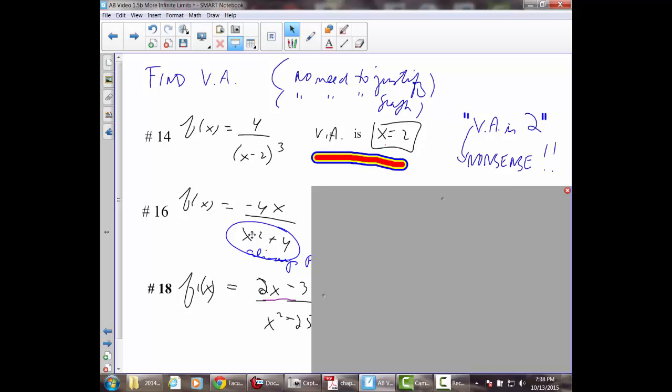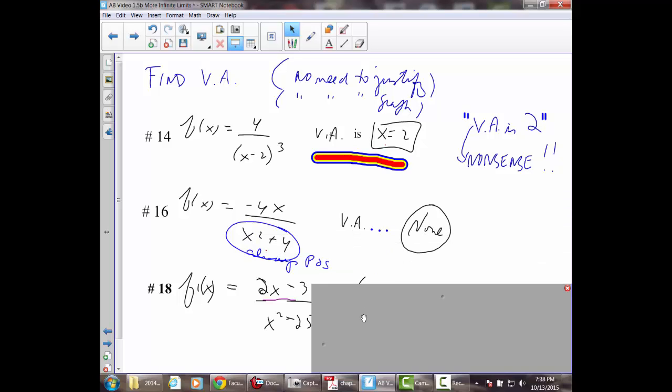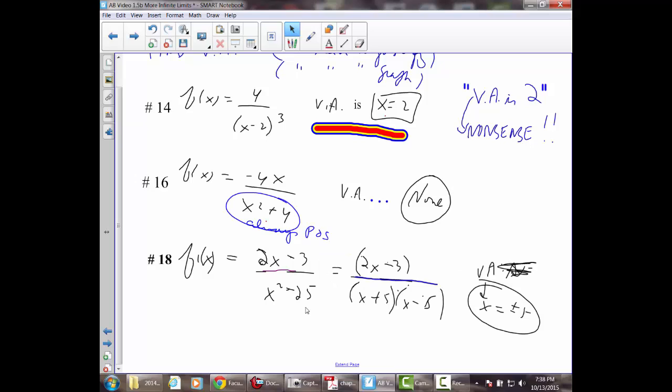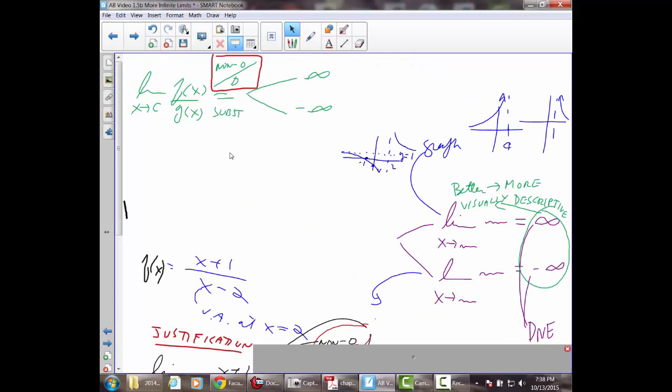Here, the denominator cannot be factored. It will always be positive. There are no vertical asymptotes. Here, it factors into x plus 5, x minus 5, vertical asymptotes, actually 2 of them. Make sure you check against the numerator to make sure you don't have a point discontinuity.